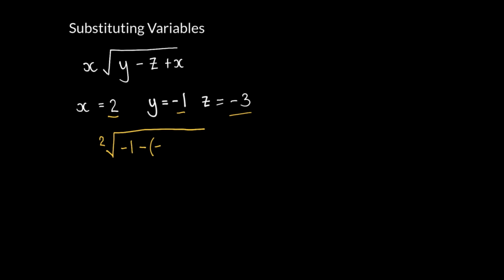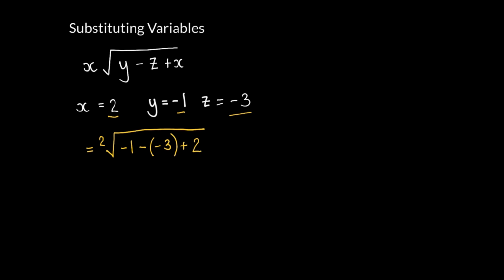So that's going to give us -3. I'm putting it in brackets for a particular reason. We're going to get back to what that is. Then we've got plus x again, so this time we're adding 2 again. So let's see what this looks like. We're going to clean it up a little bit.